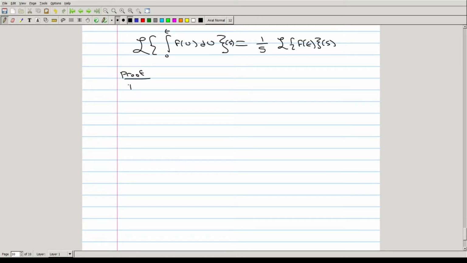First, we'll introduce the function capital F of t to be defined as the definite integral from 0 to t of f of u du, in which case capital F of 0, the limit of this as we approach 0 from the right, is going to be equal to 0. You get the integral from 0 to 0, which is going to be 0.